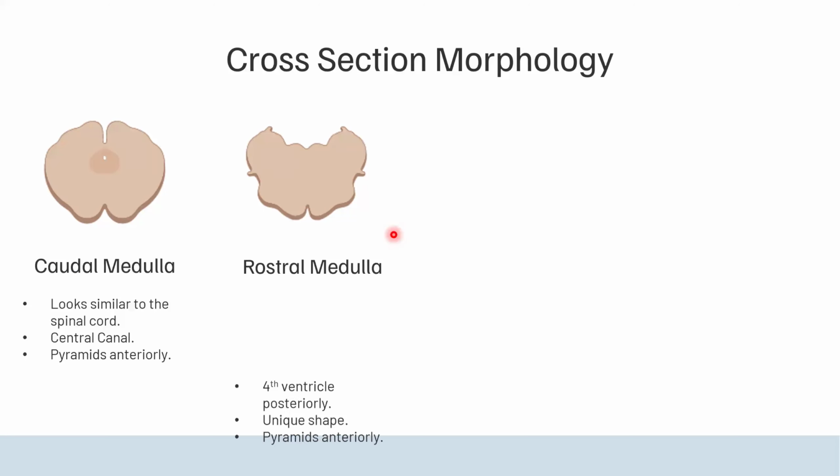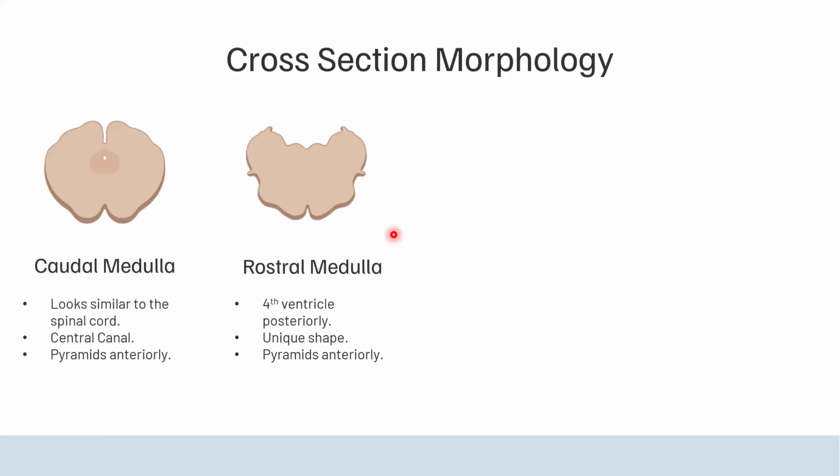So our rostral medulla has the fourth ventricle posteriorly. It has this unique shape where you begin to see the pyramids very evidently here, and you begin to see those protrusions for the cranial nerves that are going to be arising.